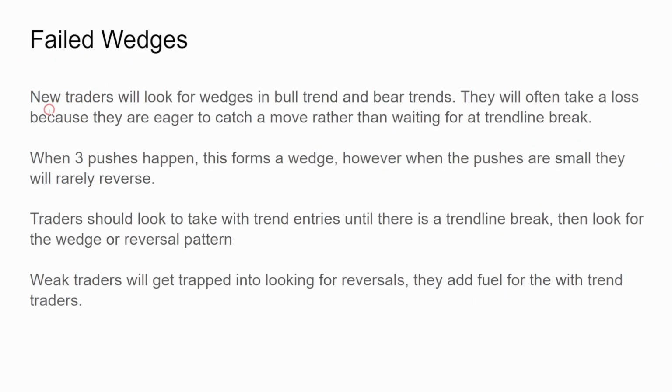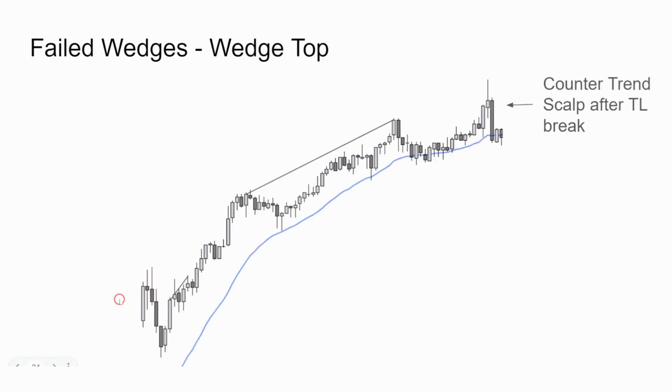Failed wedges. New traders will look for wedges in bull trends and bear trends. They will often take a loss because they are eager to catch a move rather than waiting for a trendline break. When 3 pushes happen, this forms a wedge. However, when the pushes are small, they will rarely reverse. Traders should look to take a with trend entry until there's a trendline break, then look for a wedge or reversal pattern. Weak traders will get trapped into looking for reversals. They will add to the fuel for the with trend traders.